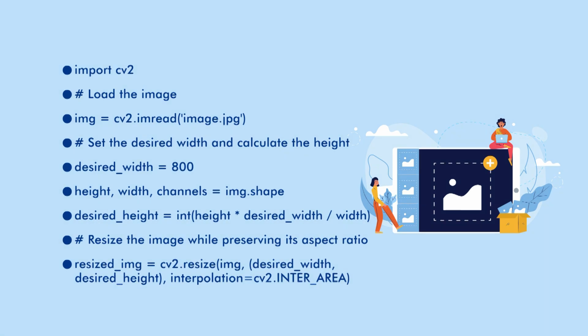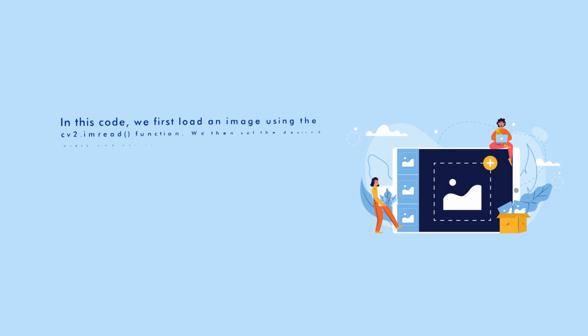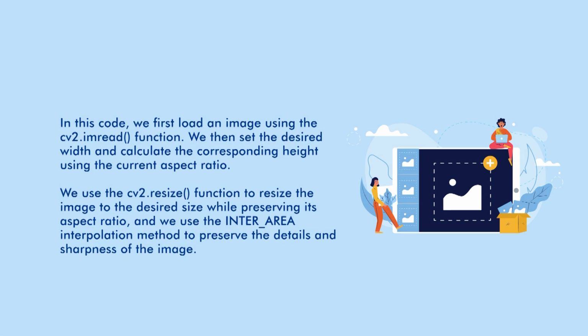By this example, we can learn in short that we have to import the library, then load the image, then set the desired width and calculate the height. After that, we resize the image while preserving its aspect ratio. So, in summary, we set the desired width and calculate the corresponding height using the current aspect ratio. We use the cv2 resize function to resize the image to the desired size while preserving its aspect ratio, and we use the INTER_AREA interpolation method to preserve the details and sharpness of the image.